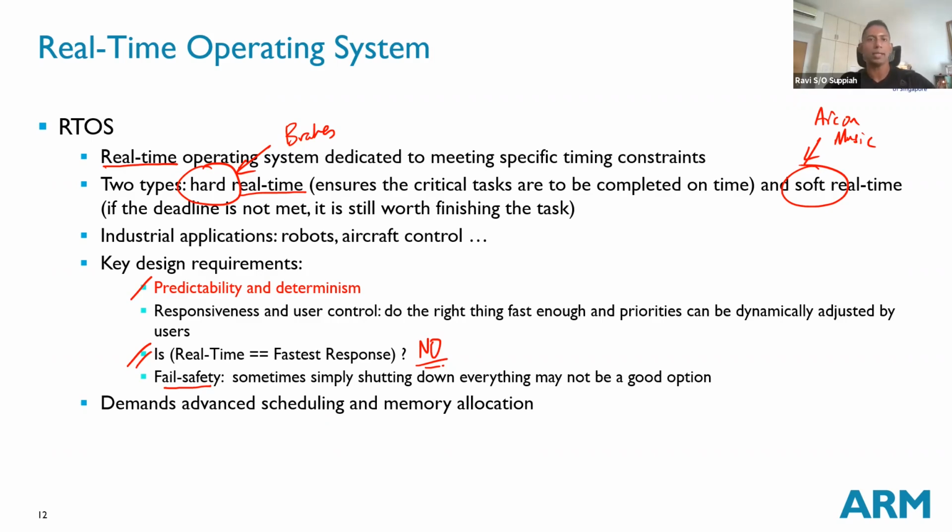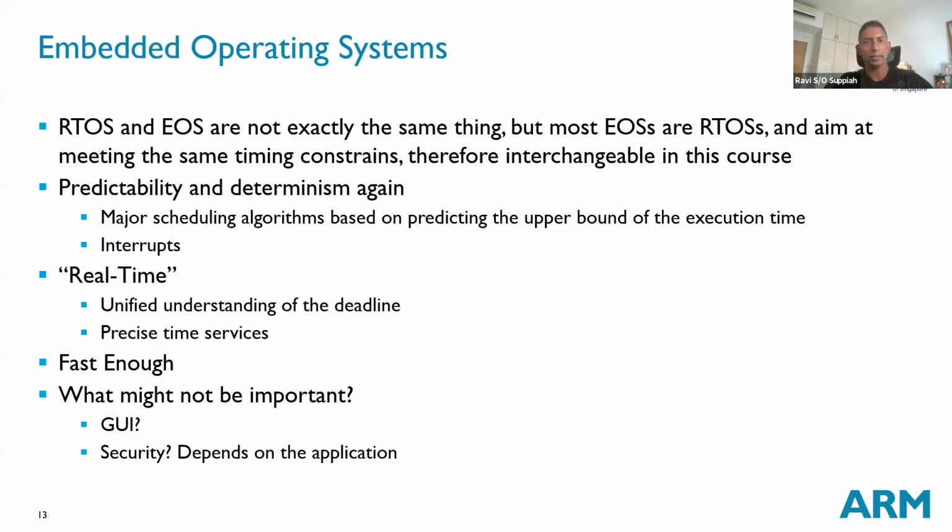Okay, so these are things that you can also think about in a real world context. And of course, an RTOS demands a lot of scheduling and memory allocation, so we will look into how the RTX does it in our case. Of course, when you read some books, they will generally talk about RTOS. Some of them may also call it EOS, embedded operating system.